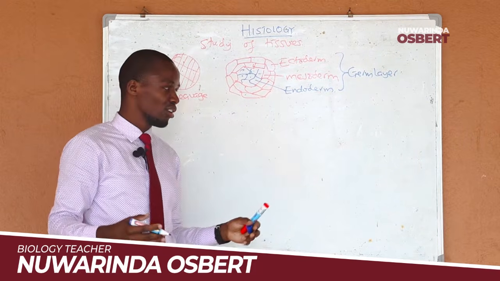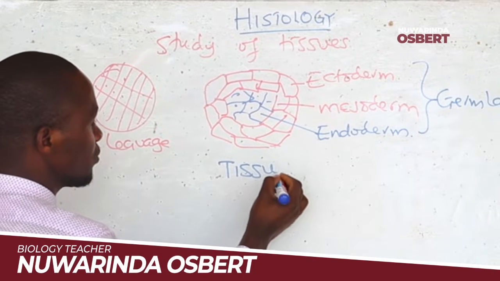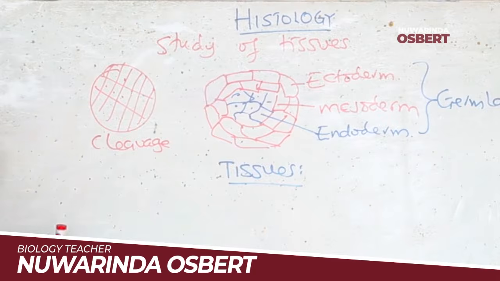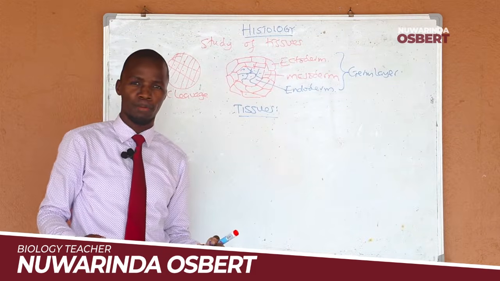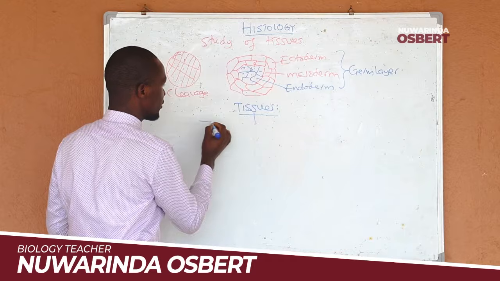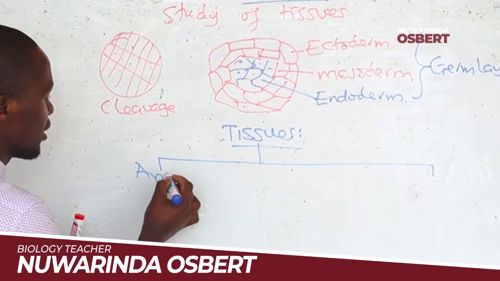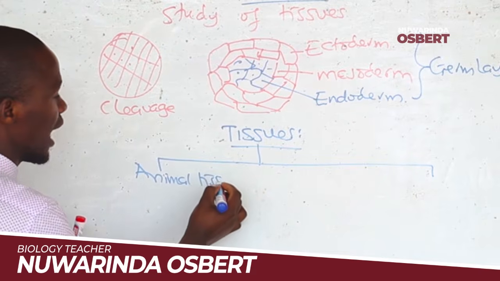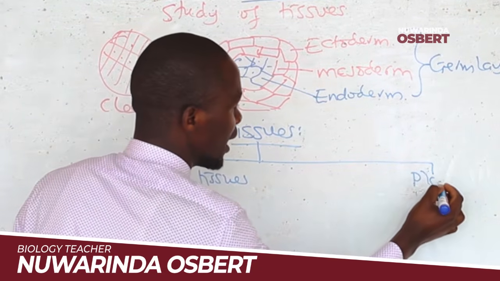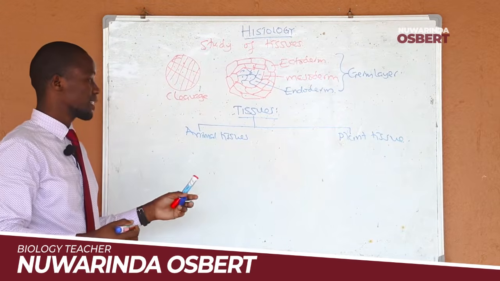But to broaden it, tissues are categorized into 2. And what are these? Of course, you know we have tissues which are found in plants and tissues which are found in animals. So we have animal tissues, and we have also got plant tissues. Those are the major categories: those found in plants and those found in animals.